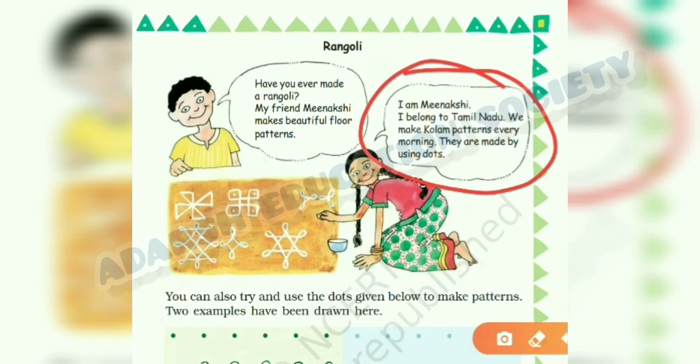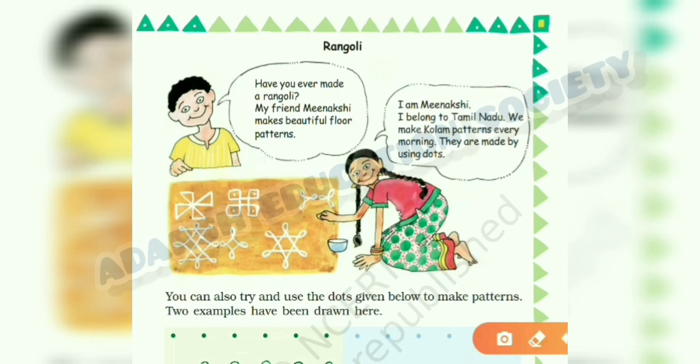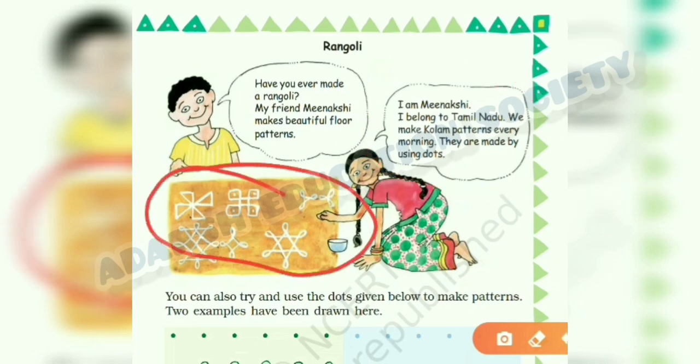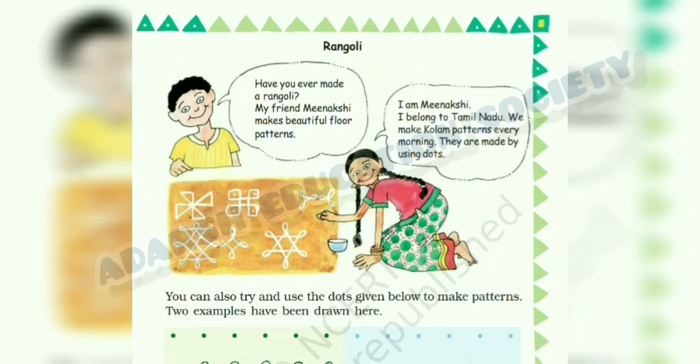Now how does Meenakshi make rangoli or column patterns? She makes column patterns by using dots. In this picture we can see Meenakshi making column patterns. In this we can clearly see the dots, right? She joins the dots and makes different types of column patterns.